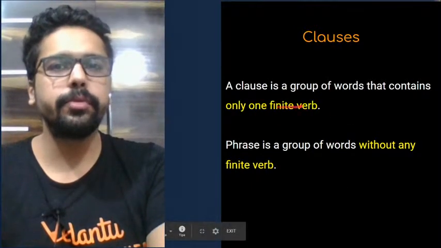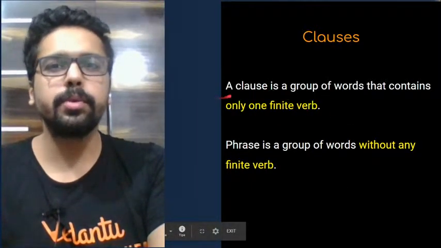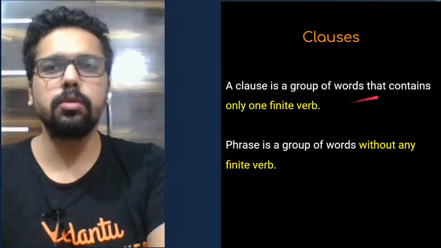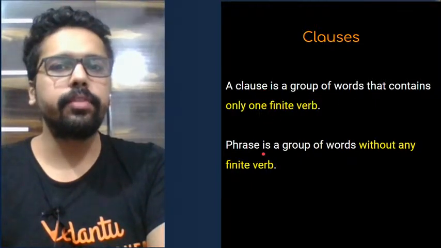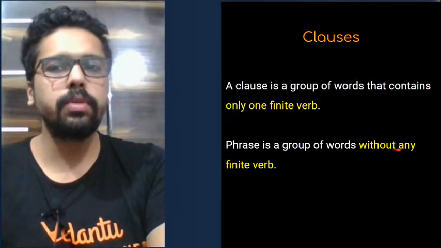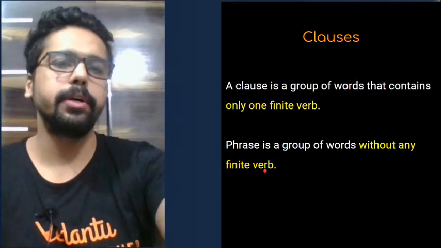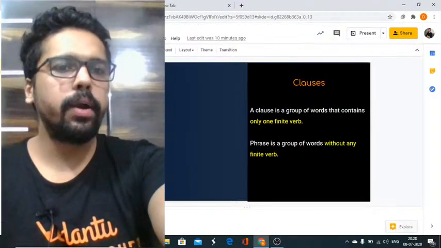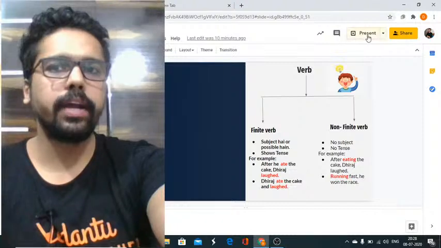That's the most fundamental difference between a clause and a phrase. A clause is a group of words that has only one finite verb, and a phrase is a group of words without any finite verb. It has no finite verb at all. That's the basic difference. To understand clauses thoroughly, we must know what a finite verb is.